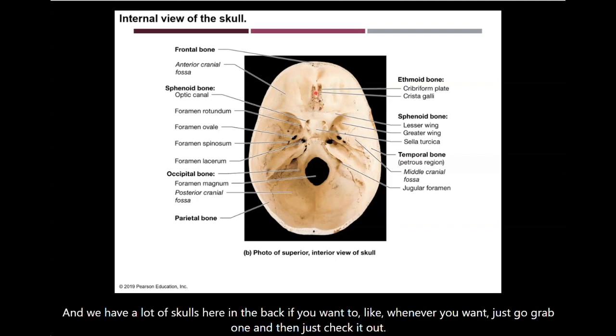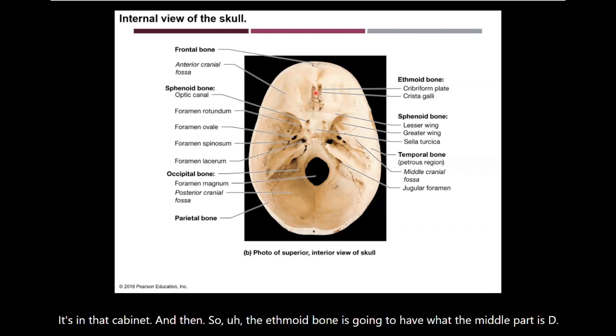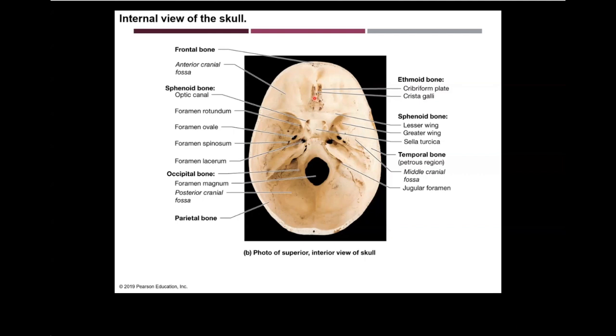If you want to, whenever you want, just go grab one and check it out. It's in that cabinet. And then the ethmoid bone is going to have what? The middle part is the crista galli, and then the sides are the cribriform plate, okay?